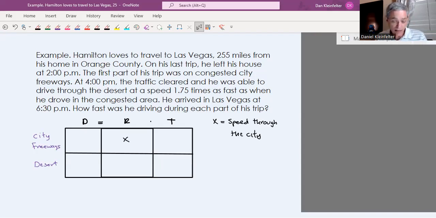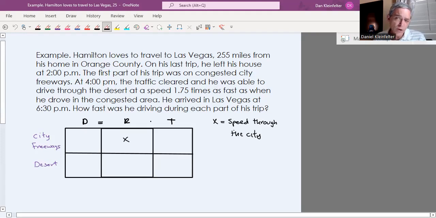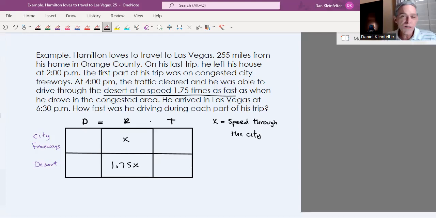So set up the usual table. I chose X to be the speed through the city because we're told that the desert speed is 1.75 times as fast as the city speed. And it just seemed easier to me to do the desert speed in terms of the city speed. All right, so what's new about this problem is that instead of giving the amount of time for each thing, like 2 hours upstream, 2 hours downstream or whatever, we're given absolute clock times. And so we need to calculate the time elapsed.